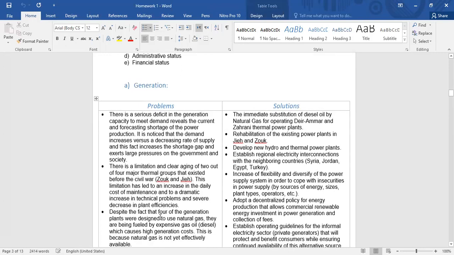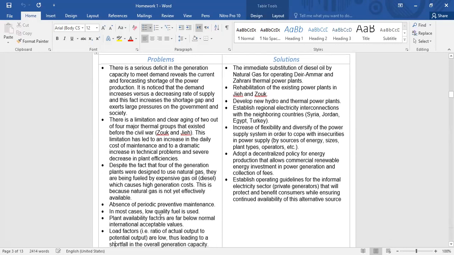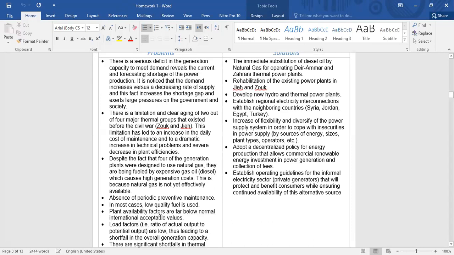بالgeneration problems مثلا في عندنا problems انه there is a serious deficit in the generation capacity to meet demands, reveals the current and forecasting shortage of the power production, و في limitation and clear aging of two of nearly 4 major thermal groups that exist in Lebanon. These two major thermal groups have been established before the civil war, which are Zouk and Jiye.